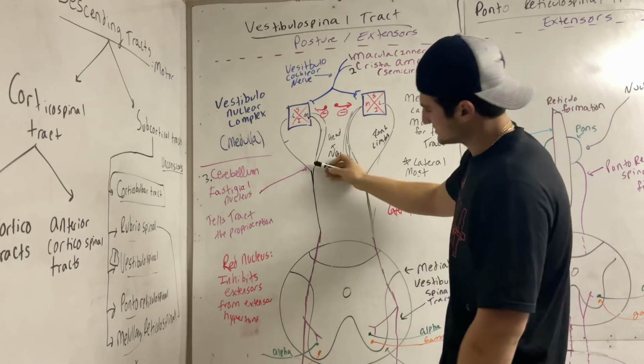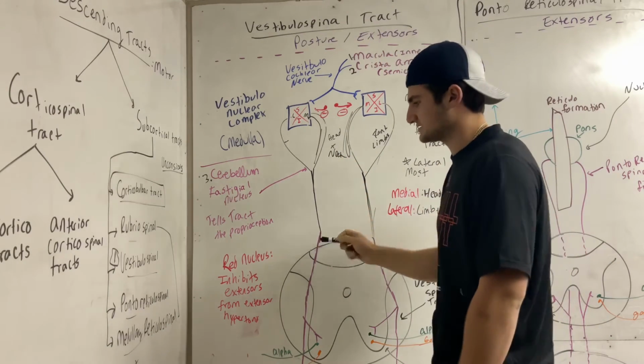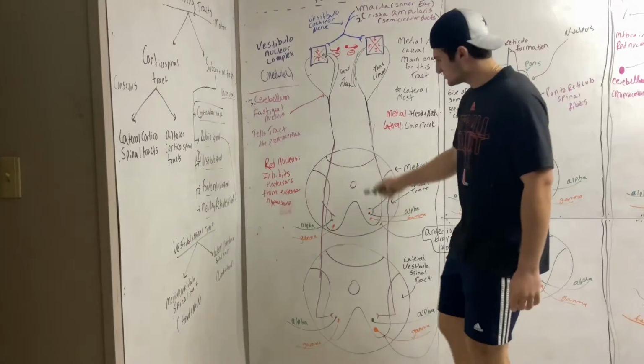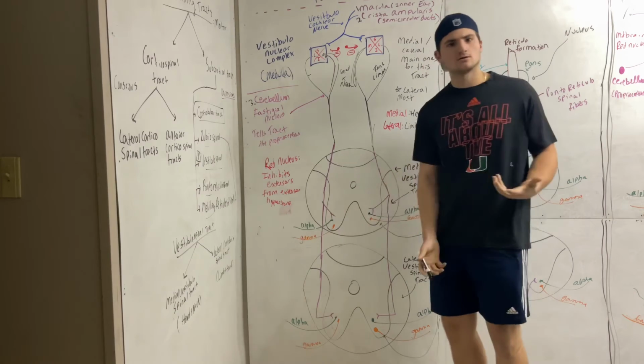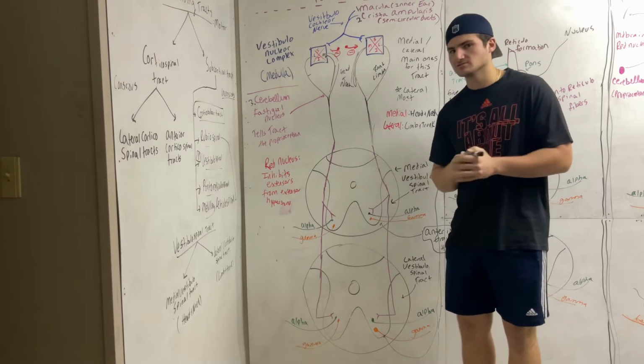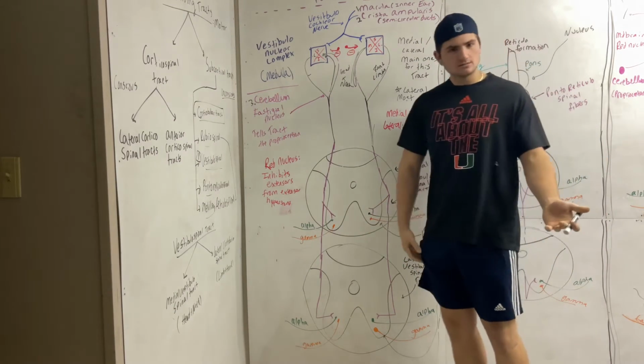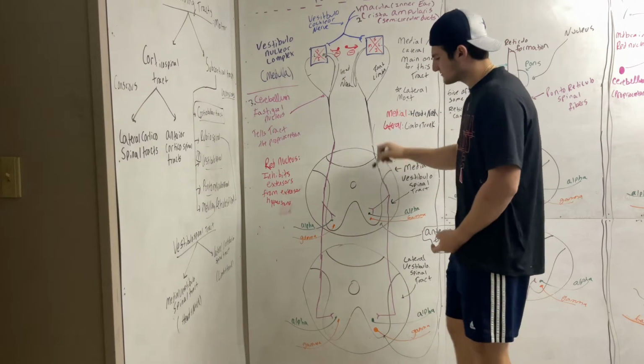Now, we know the vestibulospinal tract travels down through the cross-section of the spinal cord. Where does it flow into? Well, it's going to the lateral sides. What is that called? The lateral white column. We know that, we spoke about that a lot. It goes to the lateral white column.